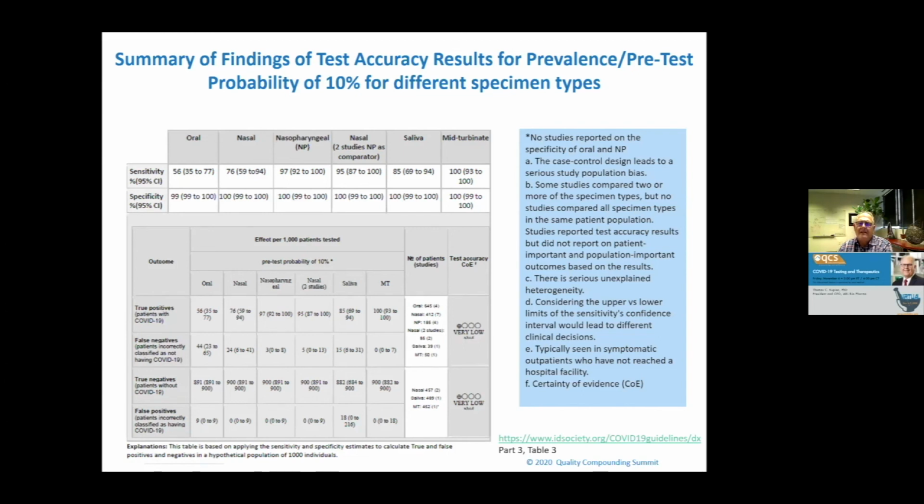So as you can see, for a saliva sample, the sensitivity is 85 on these samples that were tested, and the specificity was 100. So you can see the oral samples versus a nasal or mid-turbinate, which sample would you want to use? And then look at the consideration, the certainty of evidence, typically seen in symptomatic outpatients who've not reached a hospital facility. But it's important to look at all limitations when looking at a study.